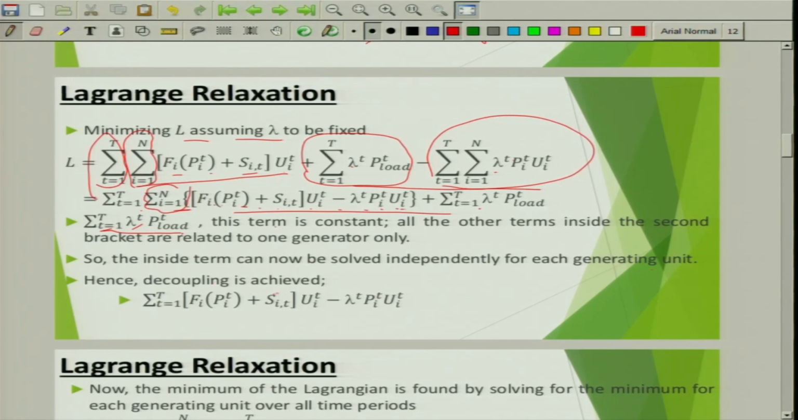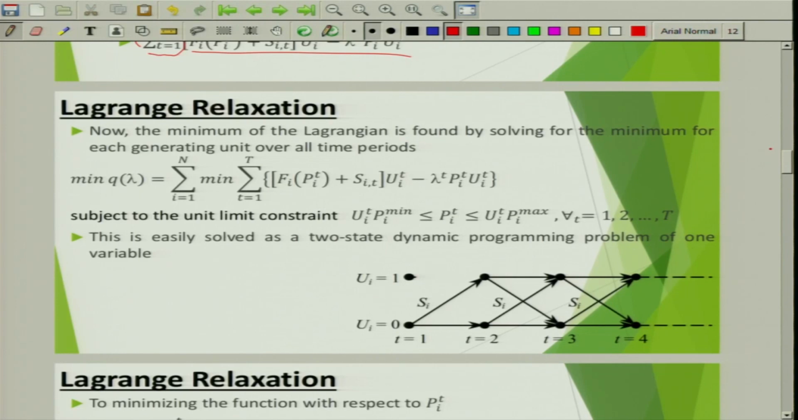Hence decoupling is achieved. That means the summation over time from 1 to t. For each generator you can have an individual optimization. Now the minimum of the Lagrangian is found by solving for the minimum for each generating unit over all the time periods. So the minimum of q of lambda needs to be obtained.